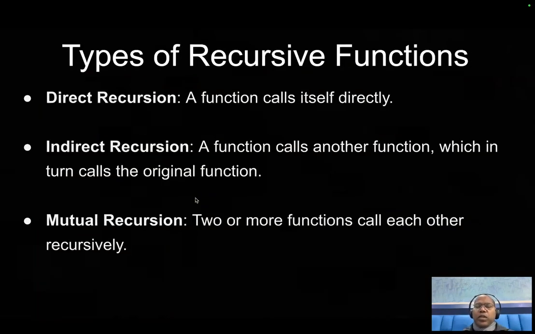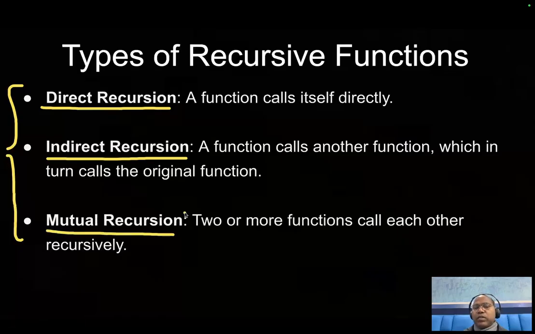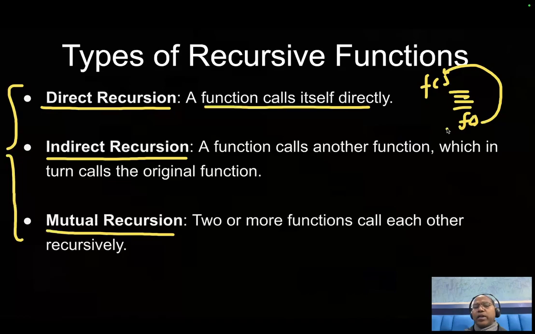Generally, whenever you write code, recursion can be in three modes: direct recursion, indirect recursion, or manual recursion. Direct means your function calls itself directly. So you write a function, and in the function body you call the same function again. This is direct recursion.